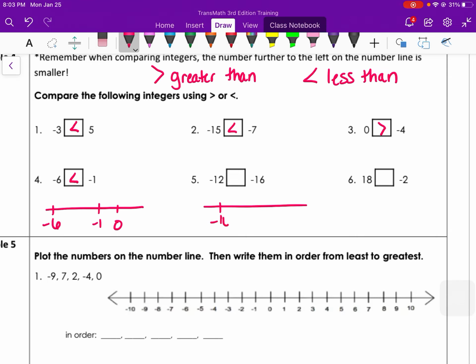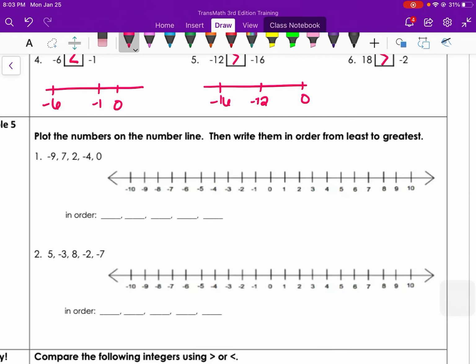Negative 12 is to the right of negative 16. It is closer to 0. So negative 12 is greater than negative 16. And positive 18 is to the right of 0, so positive 18 is also greater than negative 2. So we're going to have to practice remembering the further you go to the left, the numbers get bigger in the negative, but those numbers are actually smaller than the numbers to the right.